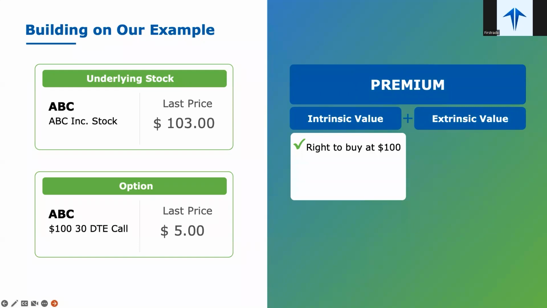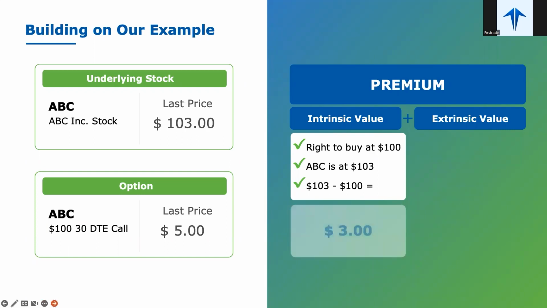If we have the right to buy at $100 per share and ABC is at 103, we can immediately execute upon the terms of this contract, buy 100 shares of ABC at $100, then sell them at the market for 103. The difference of those two becomes the intrinsic value. That's the executable value within this contract. Now, this goes back to my previous statement where I said you may not necessarily execute upon the terms of that contract. This is because there is so much more to an option's price, and that's extrinsic value.